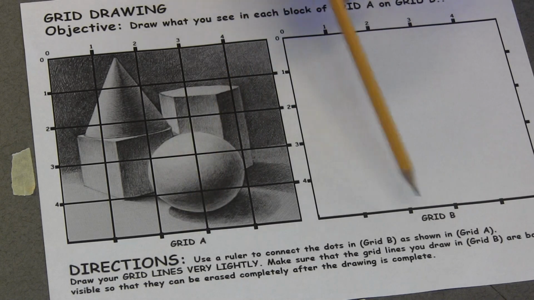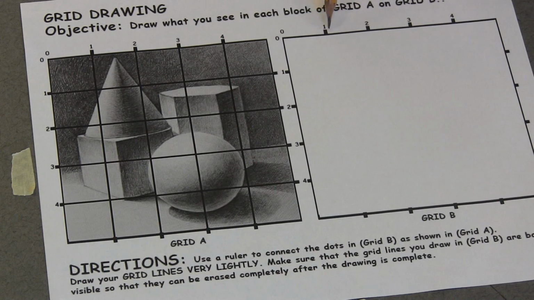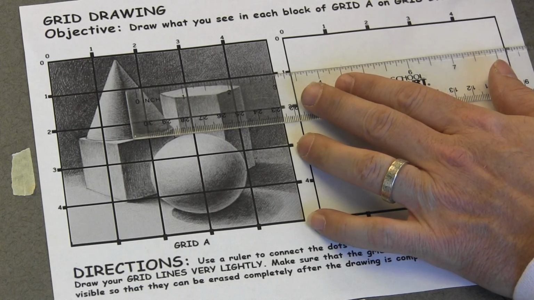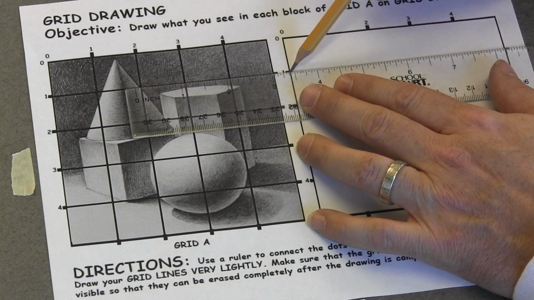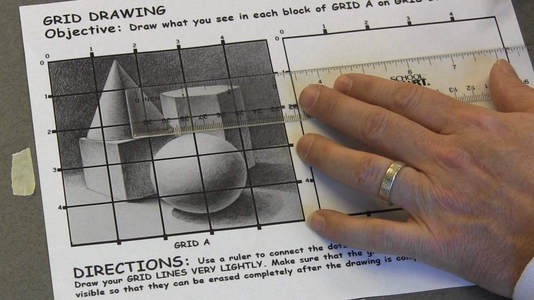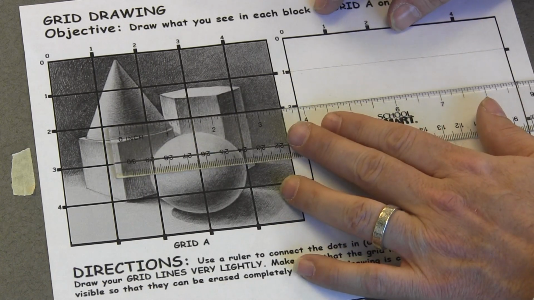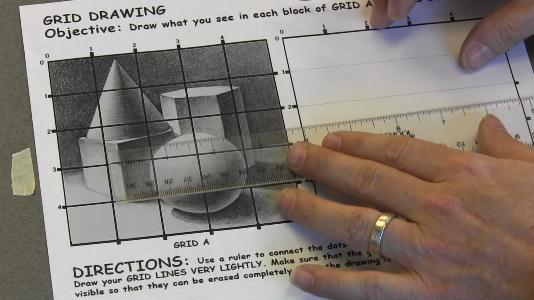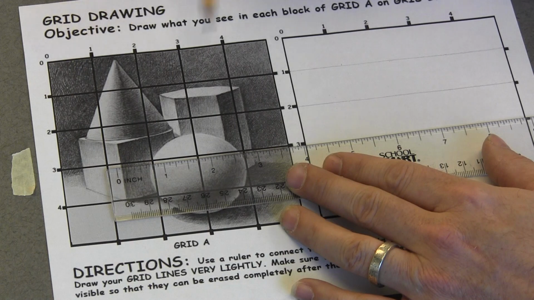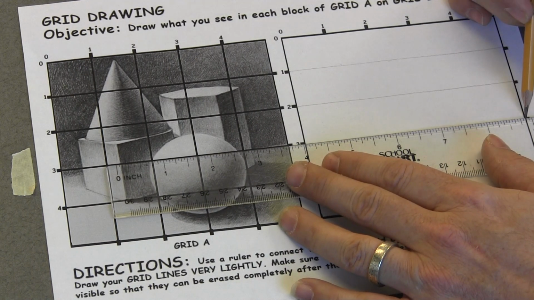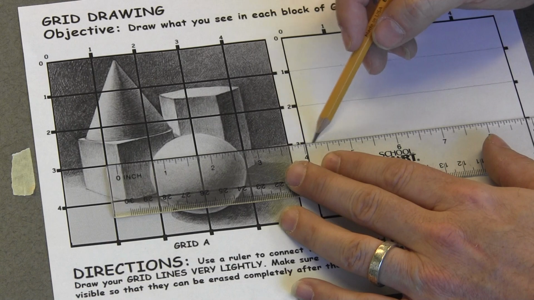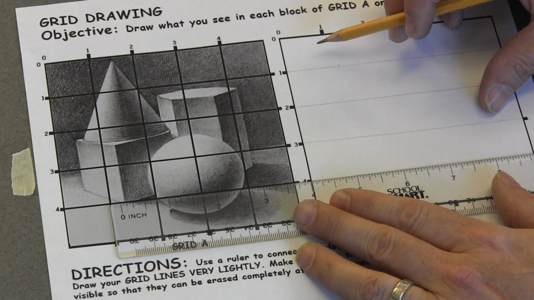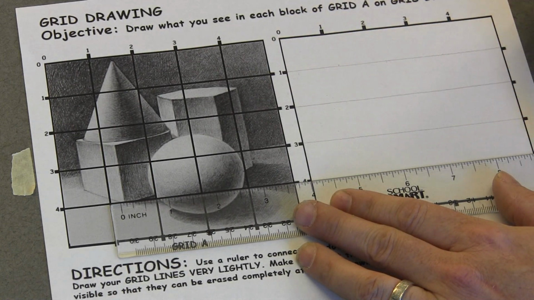So here's grid A, and here's grid B, and the lines are already there for you. So what I need you to do is to line up the dots as you see here and draw these lines very lightly as shown here. What you want to be able to do is use these grid lines and draw what you see in each corresponding block, but in the end, you want to draw these lines very lightly so that you can erase them later, so that you don't see the grid and only the drawing.